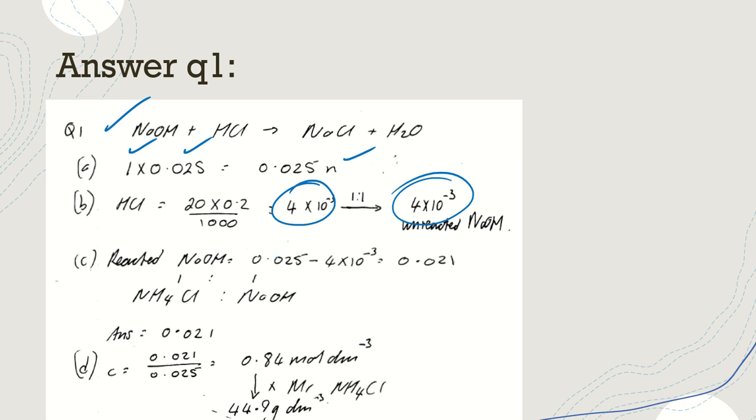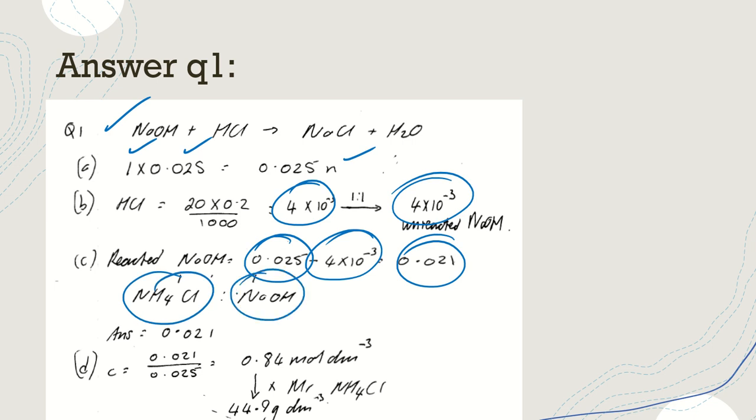The number of moles of sodium hydroxide that I started off with is that. The moles of sodium hydroxide I had left over, unreacted or in excess, is that. So there's your moles of sodium hydroxide that reacted in a 1-to-1 ratio with the ammonium chloride, remember? So the moles of ammonium chloride are the same, 0.02.